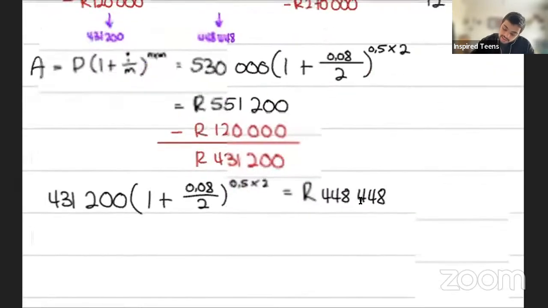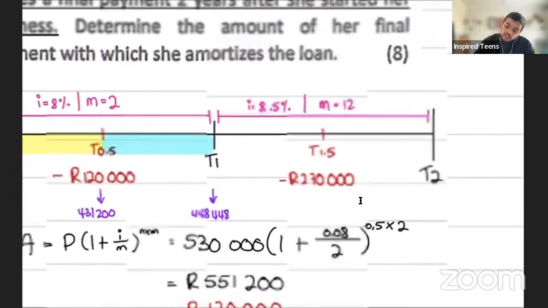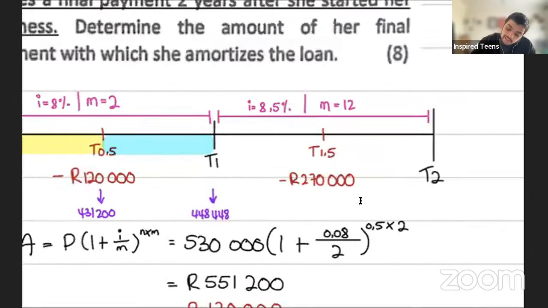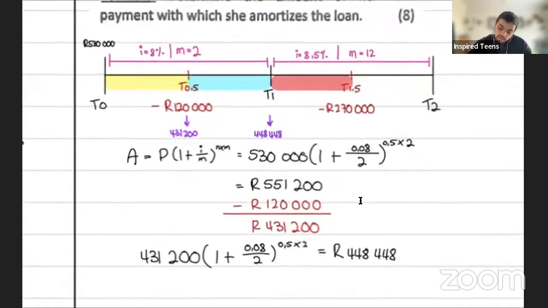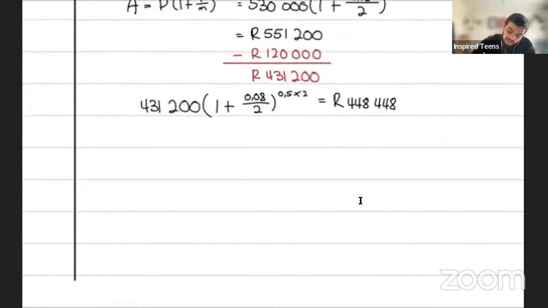So now we take this amount that she owes after 1 year and we grow it till the next change. Where is the next change? The next change can be found at T1.5. So we grow it for another 6 months. It's not always fixed intervals. You'll see they differ. We grow it for another 6 months, but now we have to make that interest change.